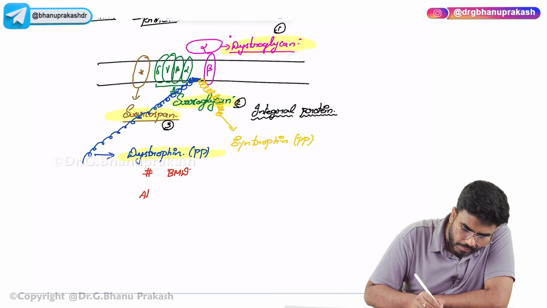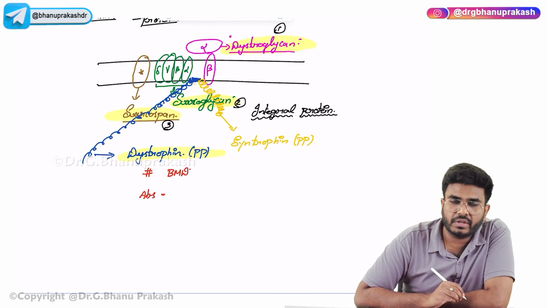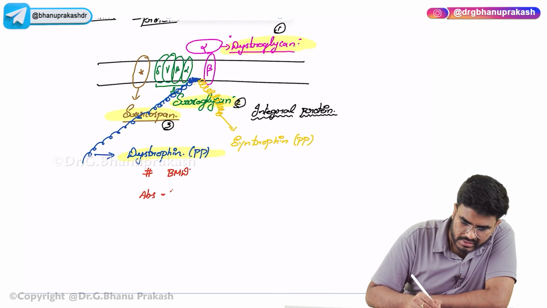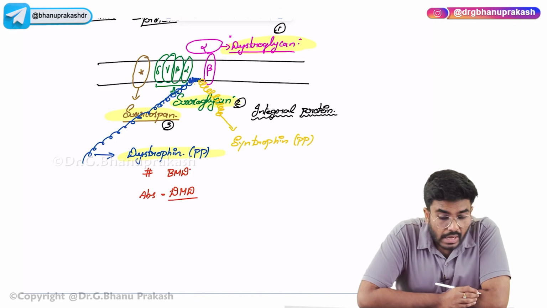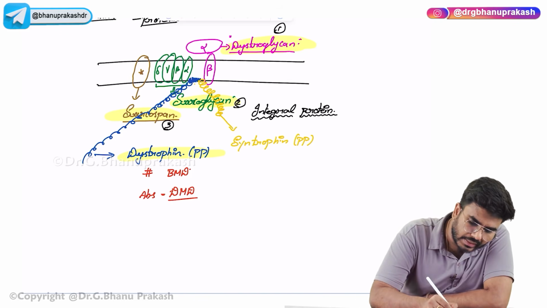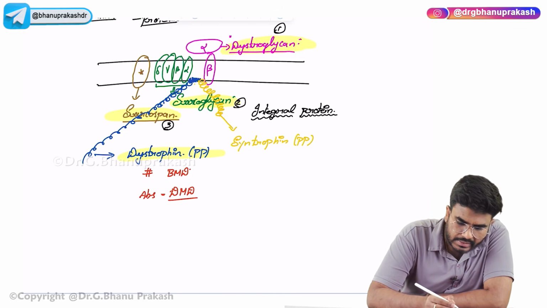If you have complete absence of this dystrophin, it is going to cause a disease called Duchenne's muscular dystrophy. So already we have seen this thing. And intracellularly, look to which component this dystrophin is attaching.